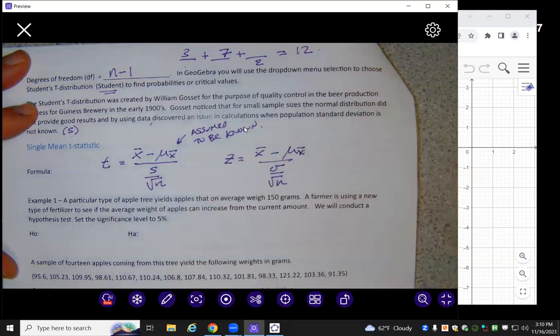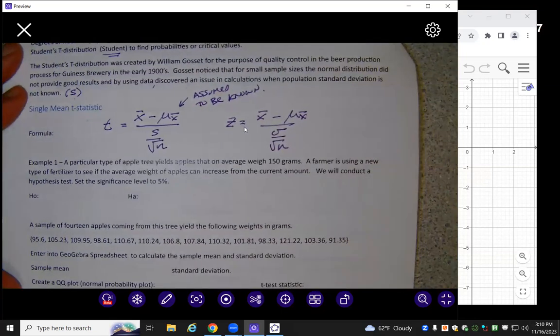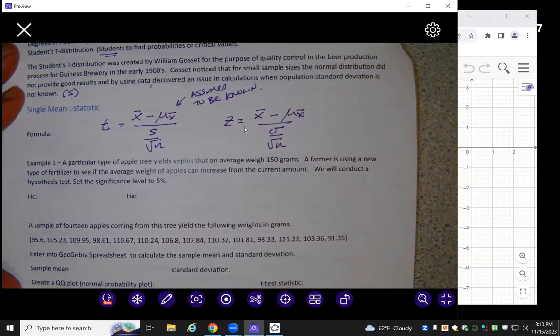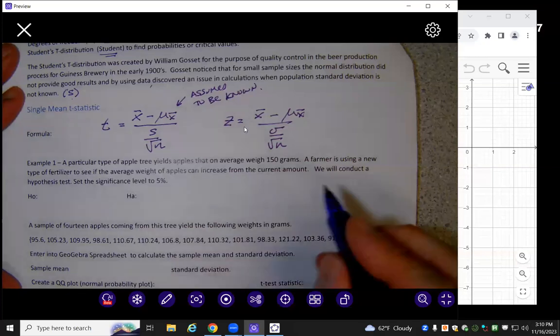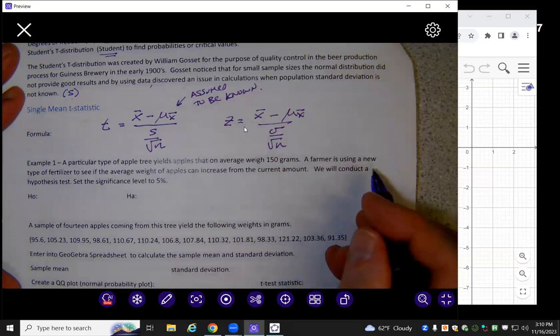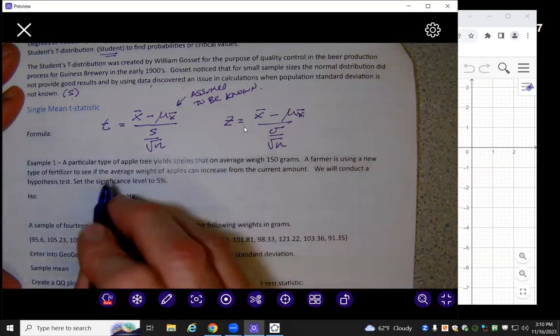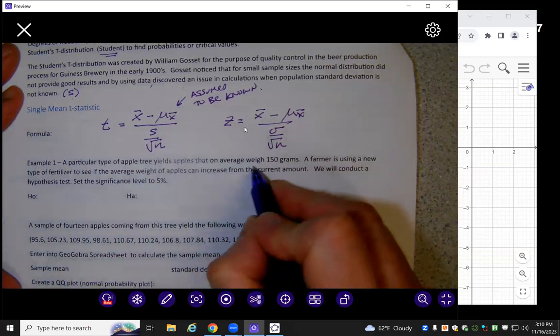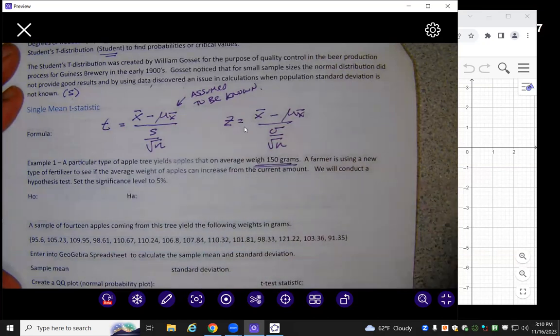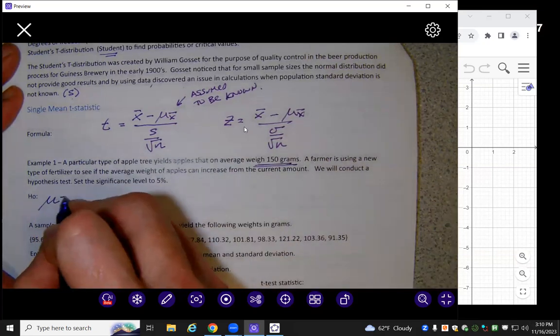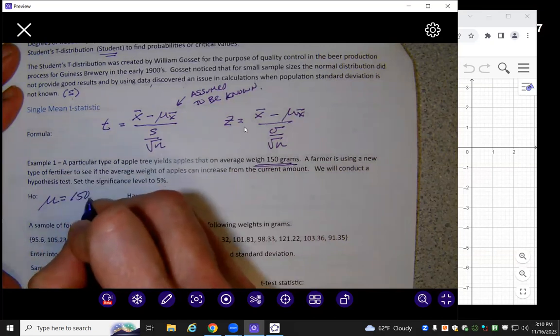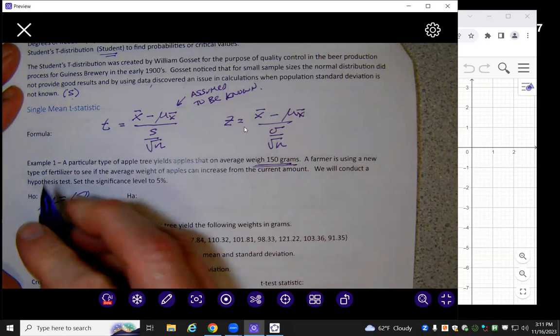Okay. So let's look at a particular scenario here. A particular type of apple tree yields apples that on average weigh 150 grams. A farmer is using a new type of fertilizer to see if the average weight of the apples can increase from the current amount. We will construct a hypothesis test, set the significance level to 5%. So what do I have here? A particular type of apple tree yields on average 150 grams. So again, the way this is stated, let's assume that this is known and correct. So what I have is this. Mu is 150 grams. Okay, so that's for my population.